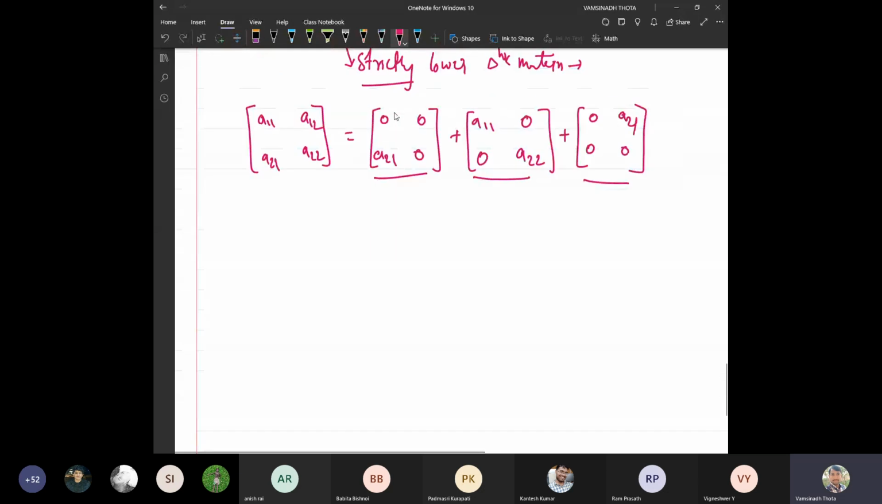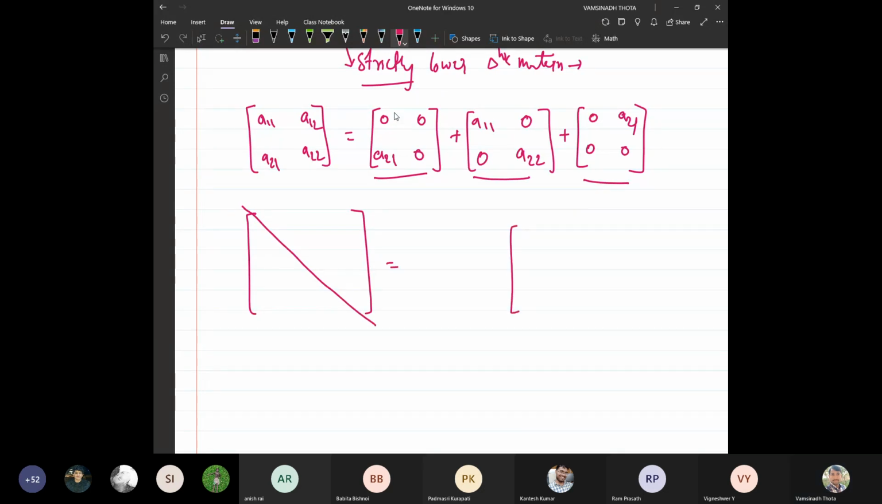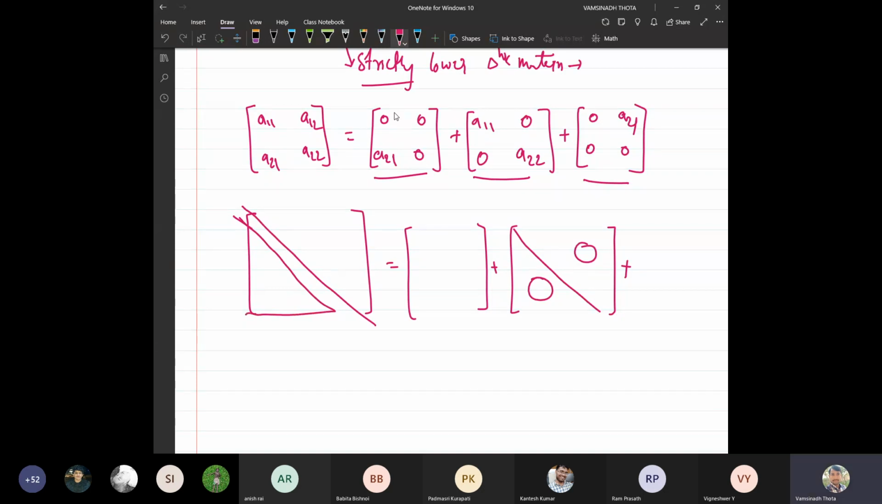For any square matrix, you need not worry. Take the diagonal entries and write them, only the diagonal entries, with the remaining all 0. Now, what about the strictly lower part? How do we get this one? From the subdiagonal entries, you need to consider this part.